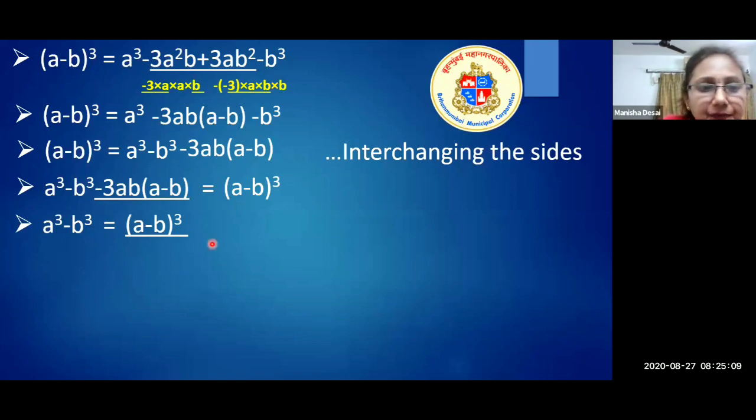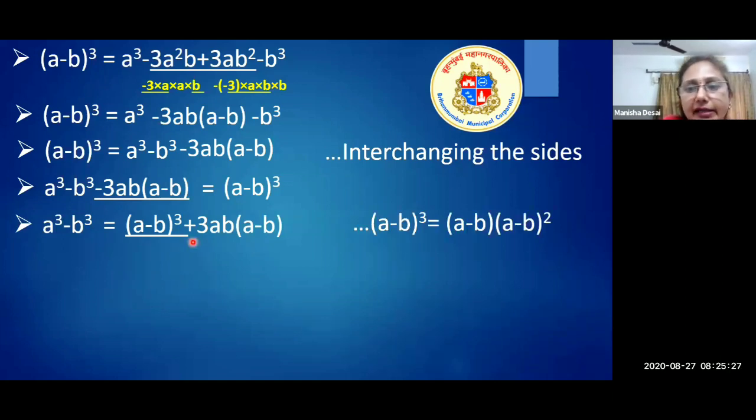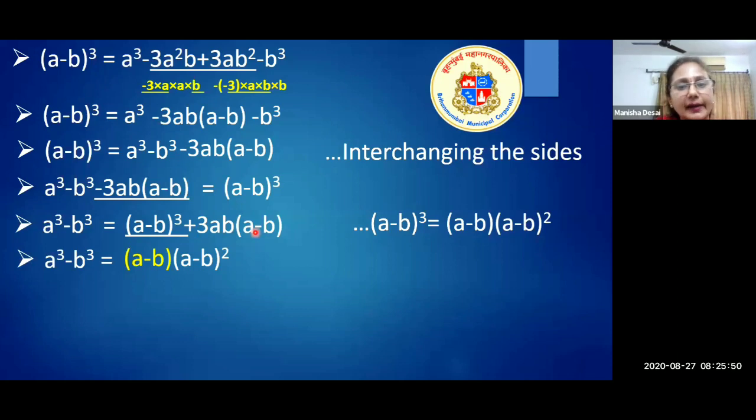So it will become plus 3ab into a minus b. Now we know that a minus b the whole cube can also be written as a minus b into bracket a minus b the whole square. So we are going to replace this term with a minus b into bracket a minus b the whole square. So how is it going to be written? A cube minus b cube is equal to a minus b into bracket a minus b the whole square, and this term we are going to write as it is, that is plus 3ab into bracket a minus b.